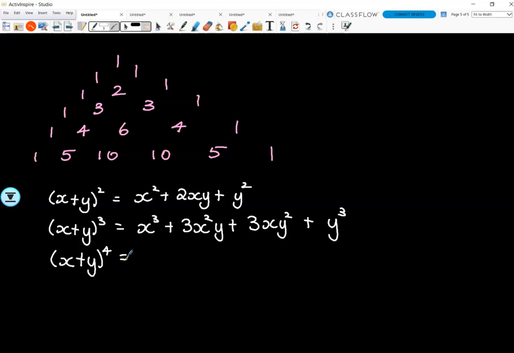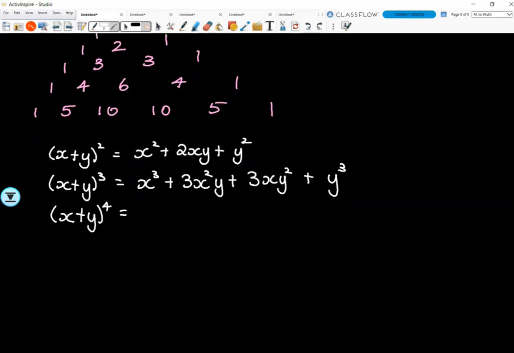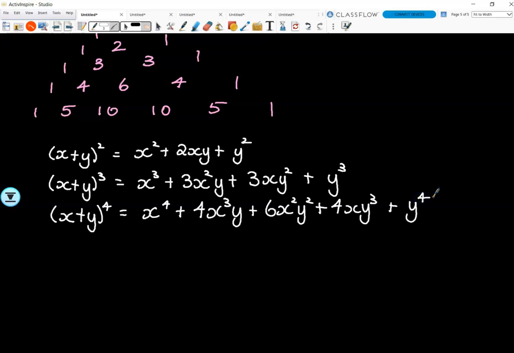But to now expand x plus y to the 4, that would be x to the 4 plus 4x cubed y plus 6x squared y squared plus 4xy cubed plus y to the 4. It's so good. Anyone seeing the pattern? Remember, there are 2 patterns.